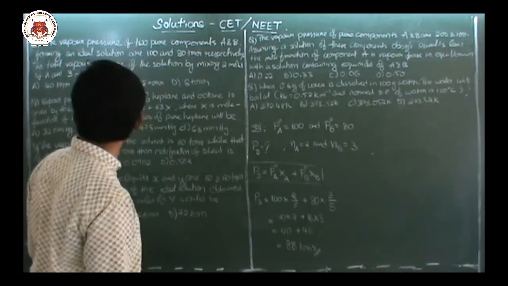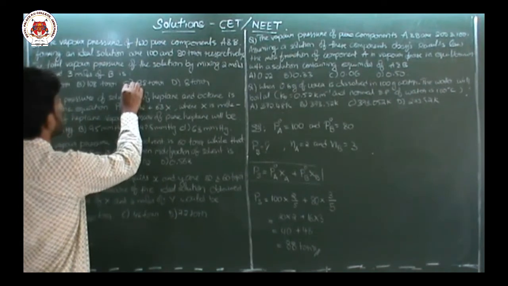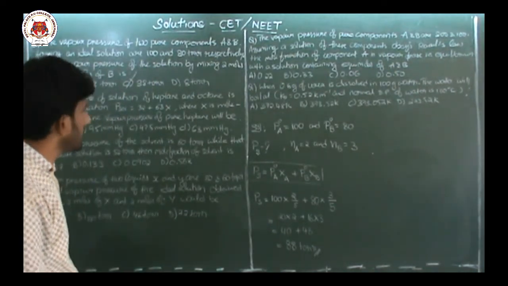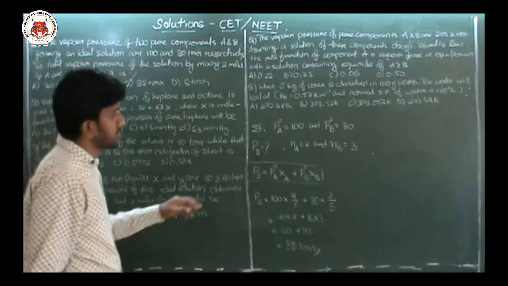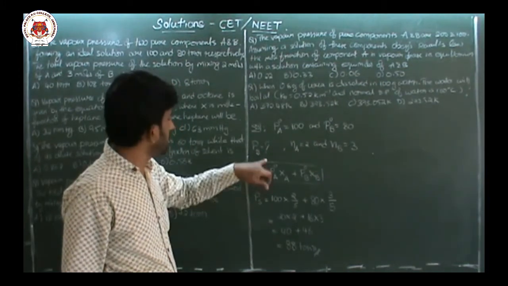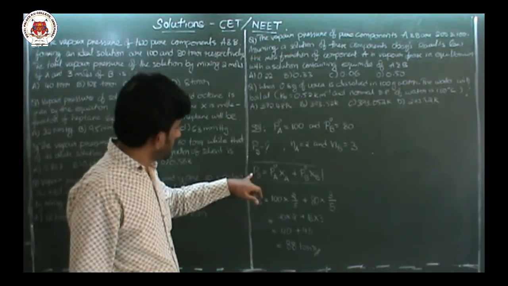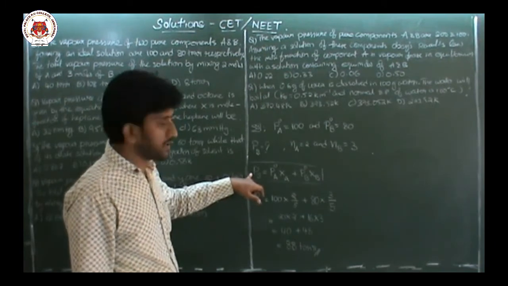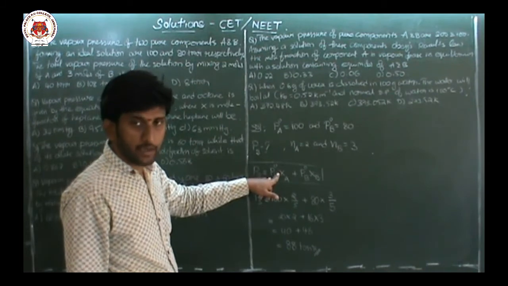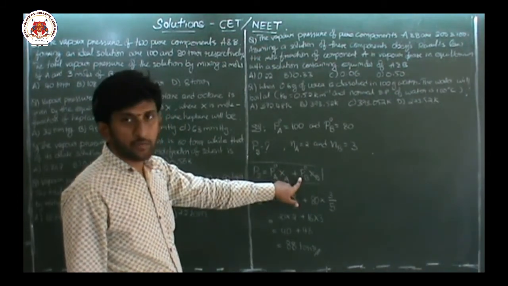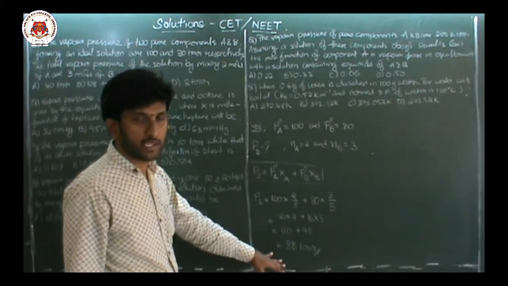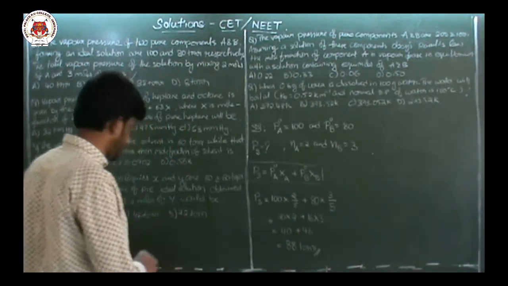So where is 88 torr? Option is C. 88 torrs is the answer. First given is pure vapor pressure of A, pure vapor pressure of B, and number of moles. Then they want solution pressure. Solution pressure is equal to mole fraction of A into pure vapor pressure of A plus mole fraction of B into pure vapor pressure of B. That we are substituting and getting the answer 88 torrs. So the answer is C.